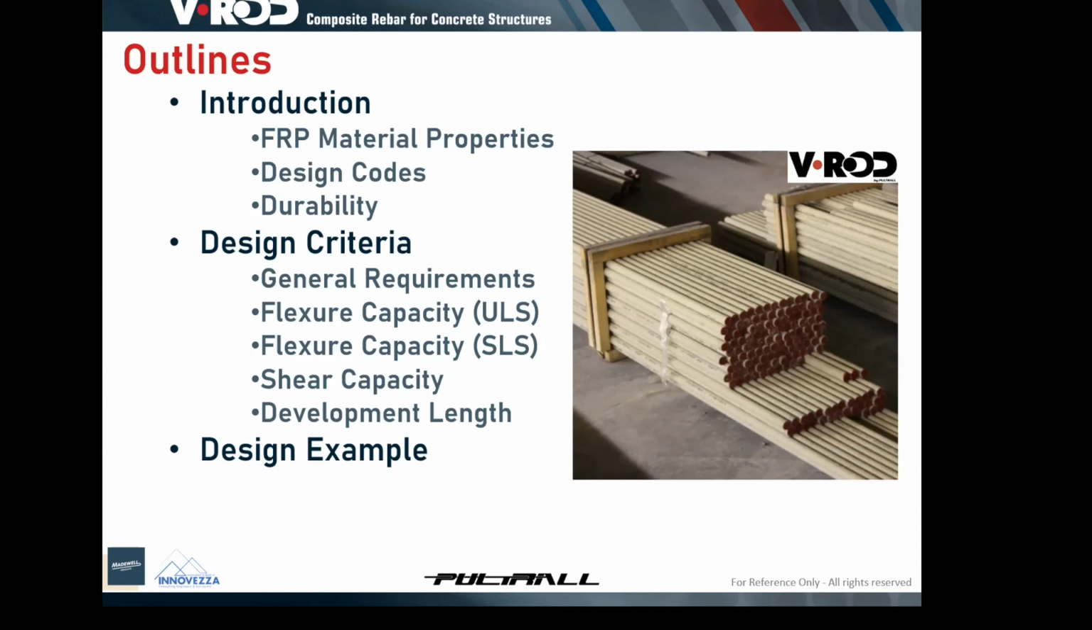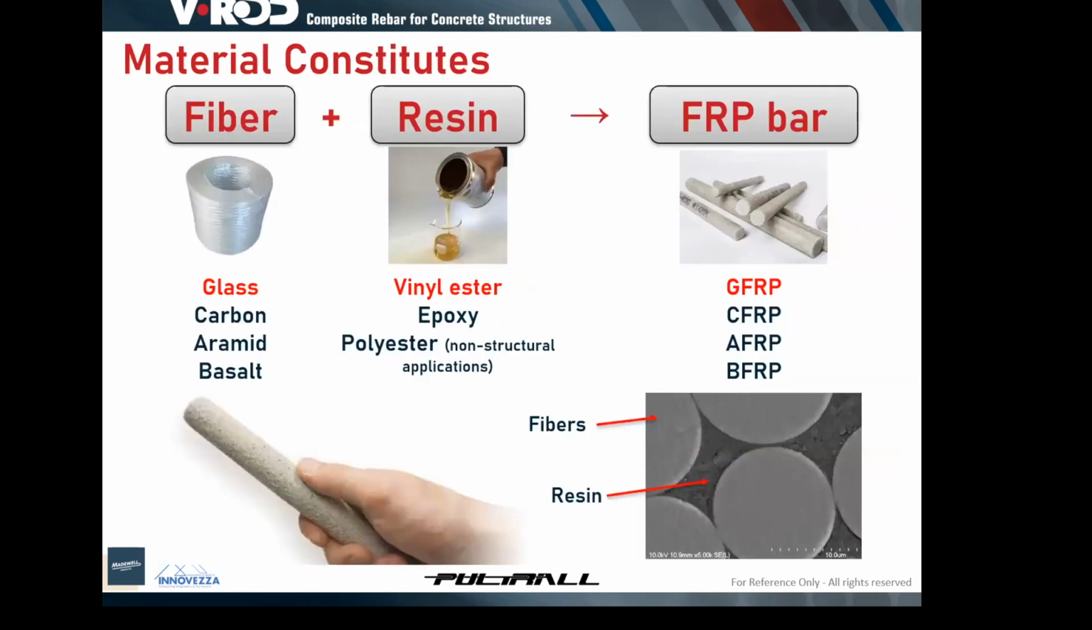Then highlighting the available design codes, the durability assessment. This is a very interesting topic as the main advantage of using GFRP reinforcement is the durability. Then we can go through the design criteria in terms of the general requirements, the flexure capacity of ultimate and service limit state, the shear capacity, the development length. Then I prepared at the end a small design example for a suspended slab that we can go through. So let's get started with the FRP material properties.